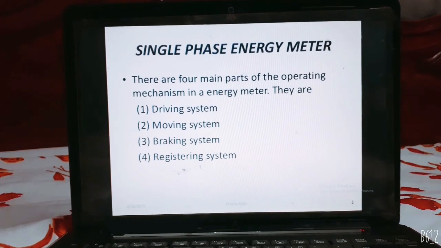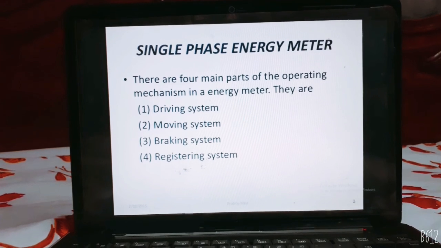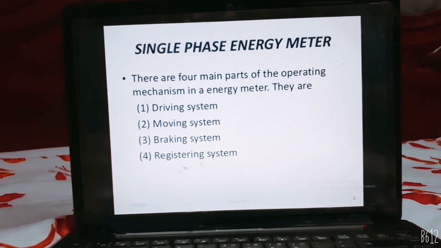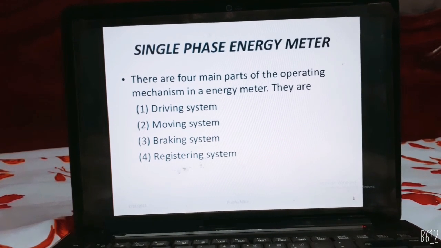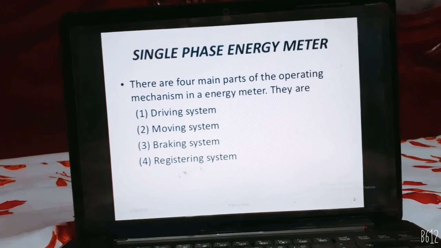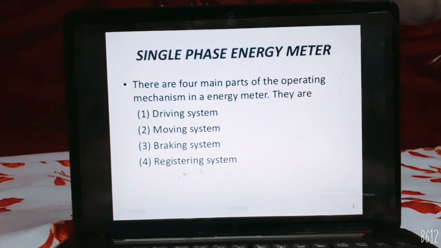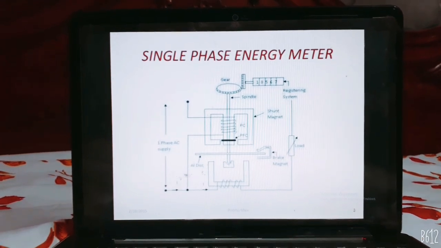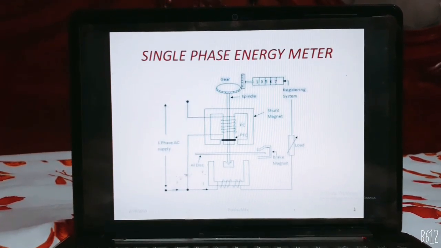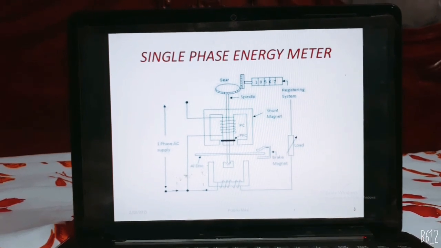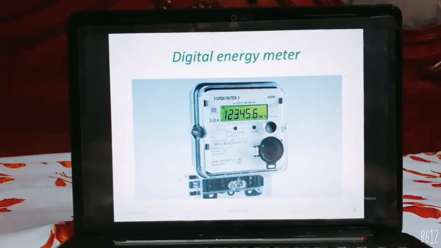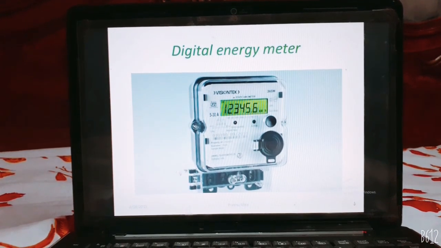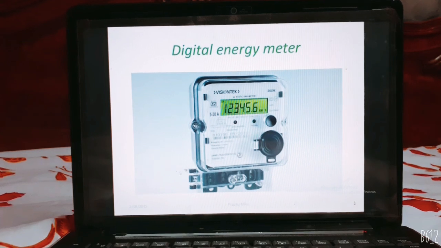Then single phase energy meter. It has four main parts with operating mechanism. They are driving system, moving system, braking system and registering system. This is the block diagram of single phase energy meter. And this is the real picture of digital energy meter, very popular in domestic use.